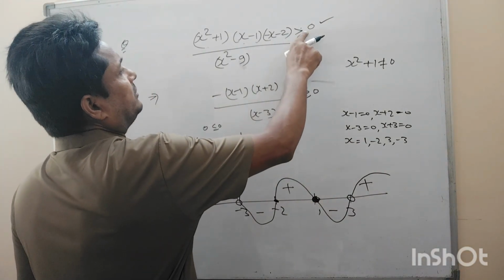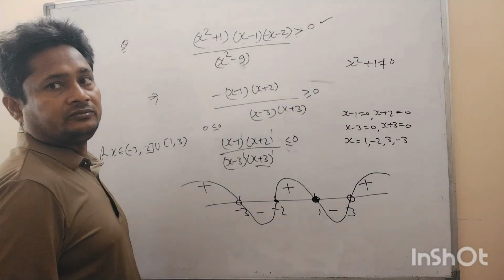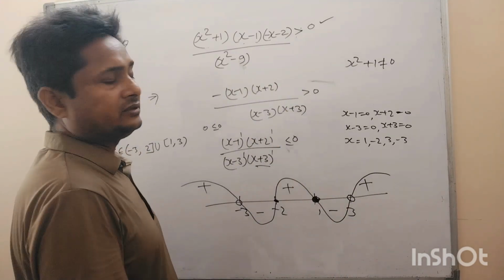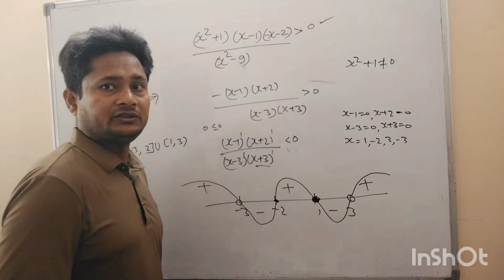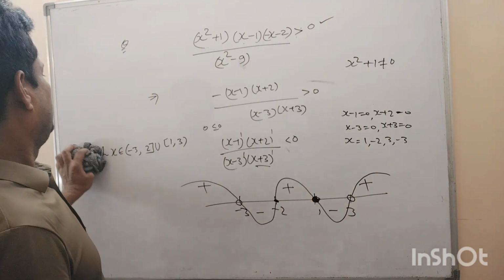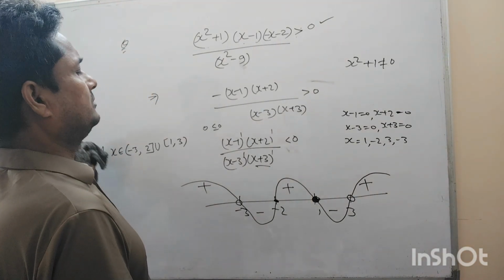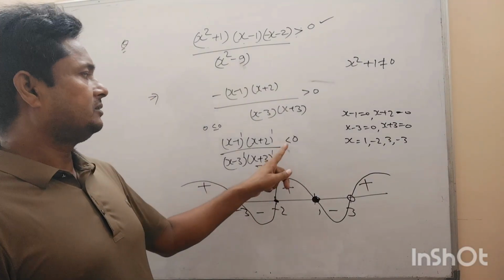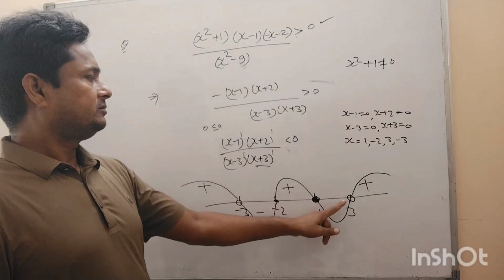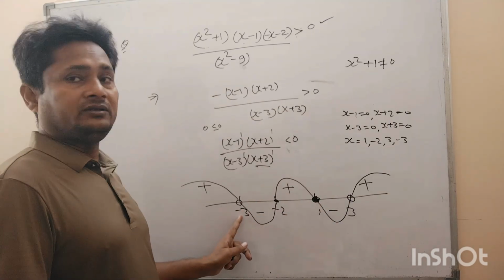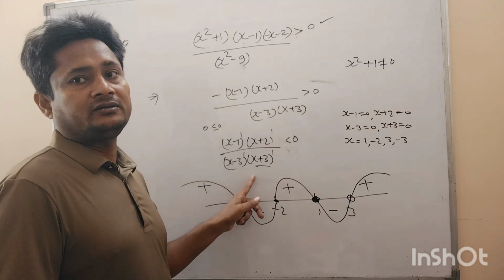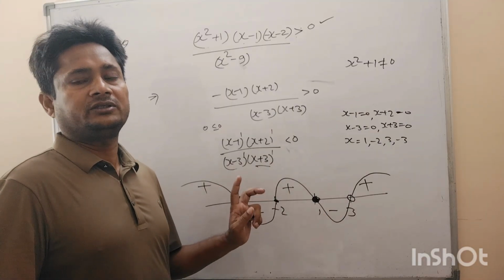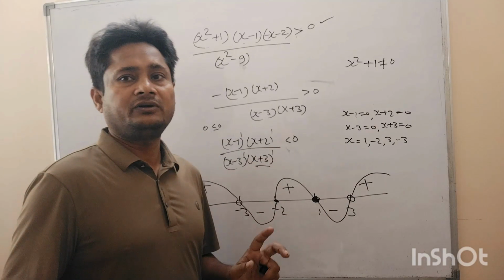Now let's say we want to solve this greater than 0. The process will be the same. Here we have to make greater than 0, here we have to make less than 0. Now in this case, 3 and minus 3 came from the denominator factor, so these roots will not be included because they are not satisfying the inequality.